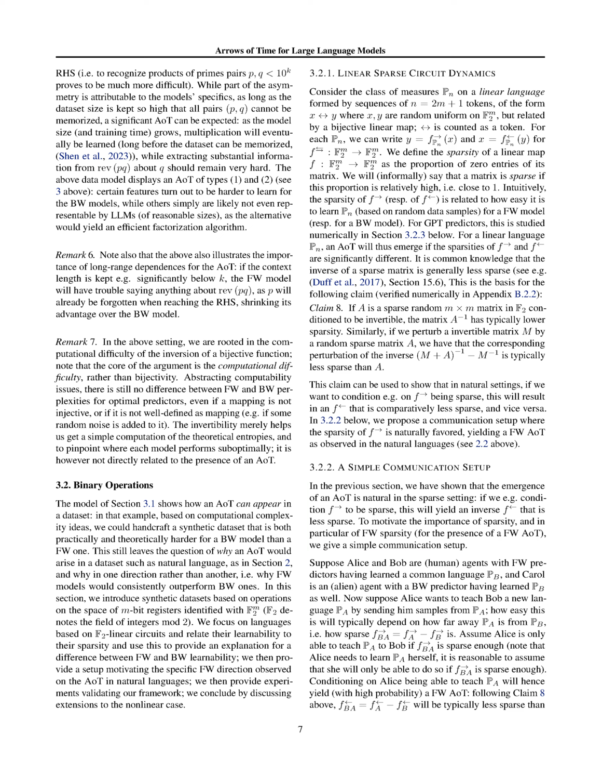Section Summary. In this section, the authors introduce synthetic datasets based on operations on the space of M-bit registers identified with F2 vectors. F2 denotes the field of integers mod 2. They focus on languages based on F2 linear circuits and relate their learnability to their sparsity, providing an explanation for the difference between FW and BW learnability. The emergence of an AOT in a linear language is shown to be related to the sparsities of the forward and backward linear maps, with a communication setup demonstrating the importance of sparsity, particularly FW sparsity, in the presence of a FW AOT in natural languages.